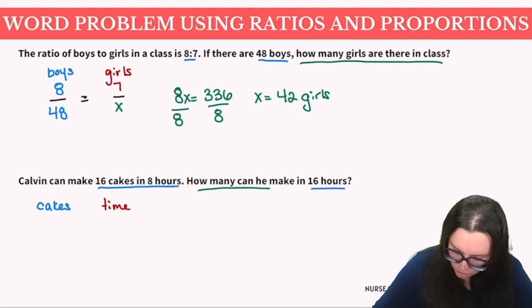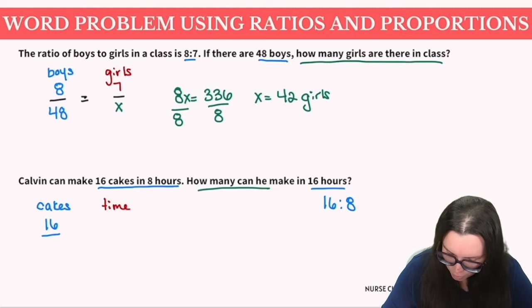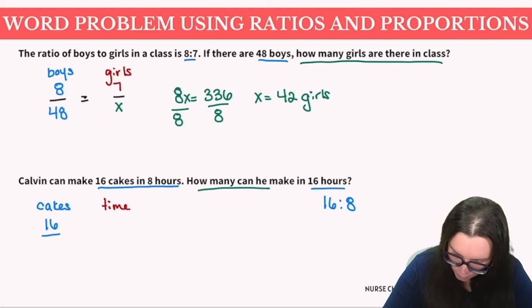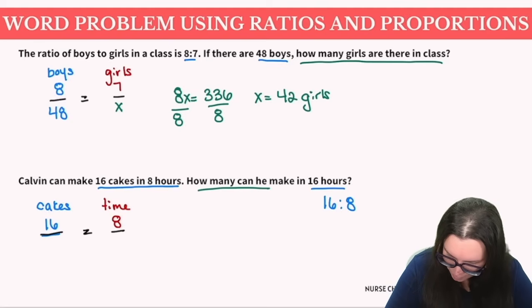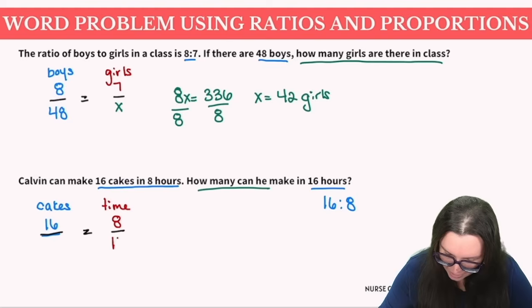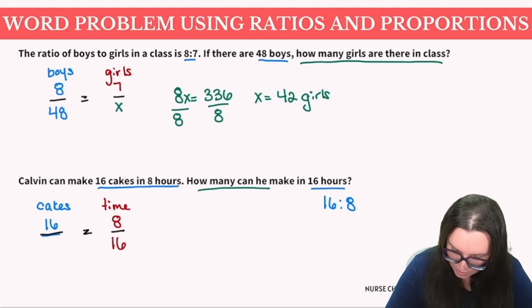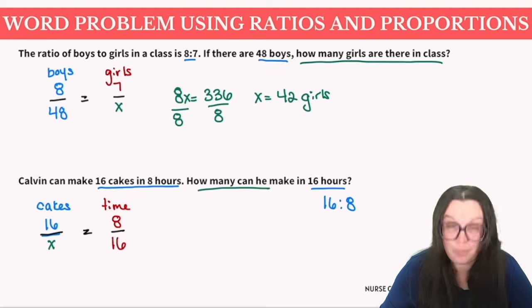So starting with our ratio, we have 16 to 8, right? So we're going to put 16 in our numerator on the left, and we are going to put 8 in our numerator on the right. And now we know at the bottom he needs to make a certain amount of cakes within 16 hours. So we know what the hours is on the bottom. We just need to figure out how many cakes he's going to be able to make.